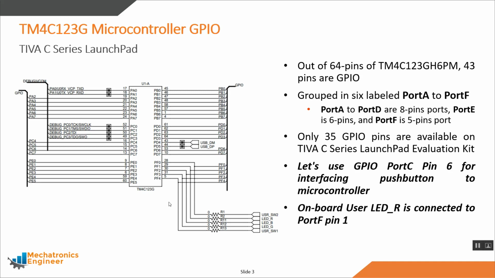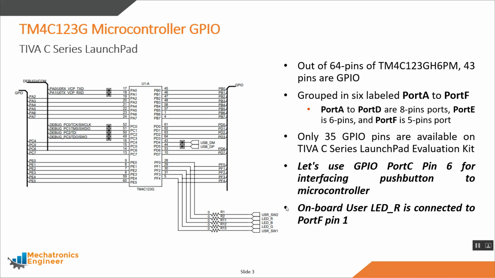This is the schematic of the general purpose microcontroller available on the TIVA C series Launchpad. Out of 64 pins of the microcontroller, 43 pins are GPIO pins that are grouped in 6 labeled ports from port A to port F. But on the TIVA C series Launchpad, out of 43 GPIO pins, only 35 pins are available. We can use any of the GPIO pins for interfacing the push button. Let's select port C pin 6 for interfacing the push button to the microcontroller.